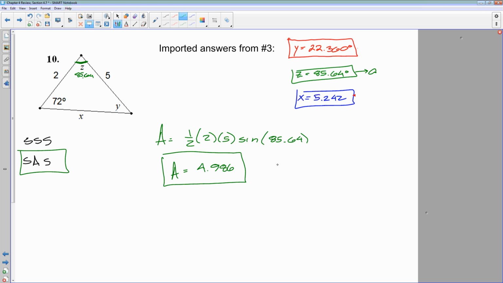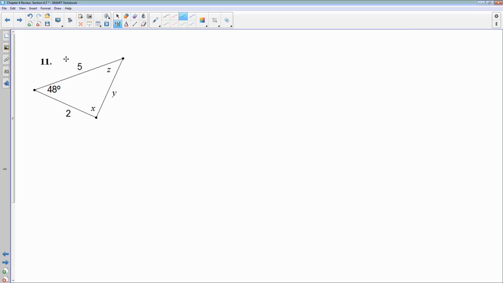So yeah, sometimes you don't have the right information, so you kind of have to fish around for it before you can actually solve. Number 11, the very last problem on the review. This is a nice problem. Even though I have X, Y, and Z labeled, I already have side, angle, side. So I can actually use that formula I just had.